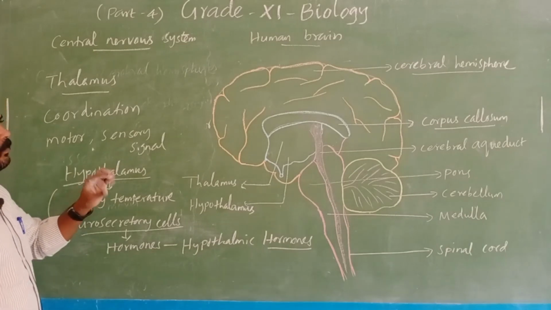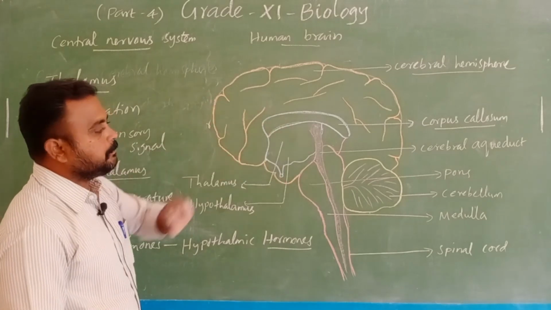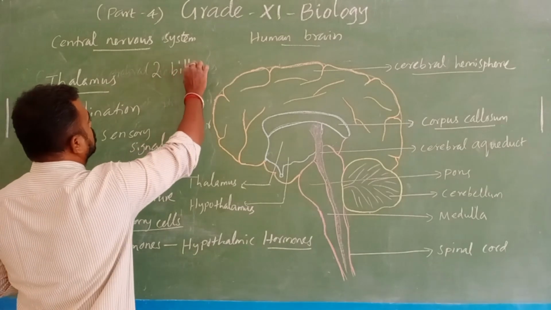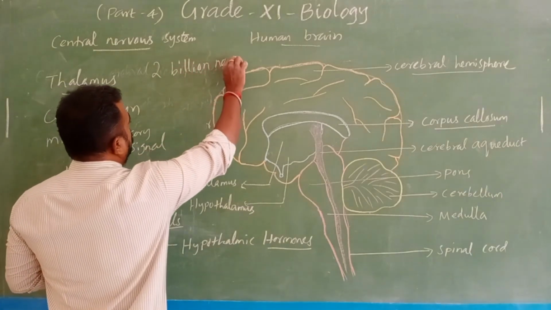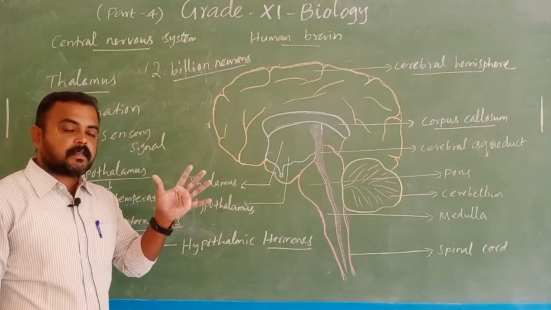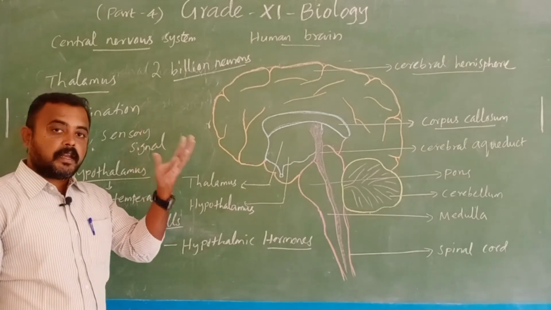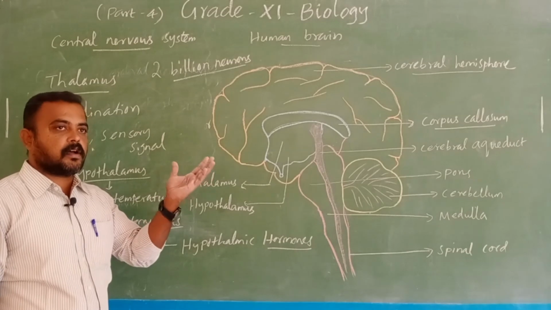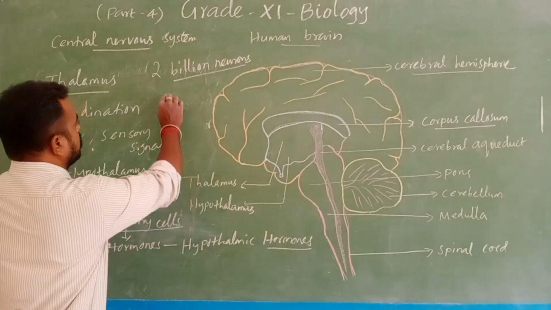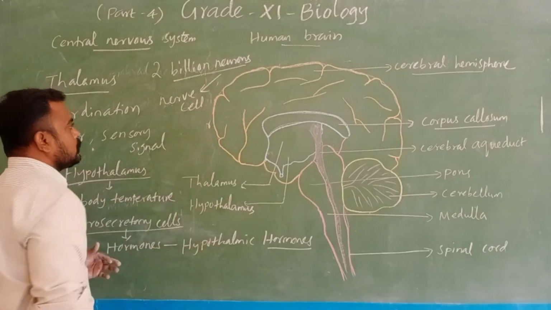The next thing I have missed: the human brain consists of 2 billion neurons. So the nervous system is made up of what? Neurons. The brain, spinal cord, nerves, all are made up of neurons. Neuron is otherwise known as nerve cell.